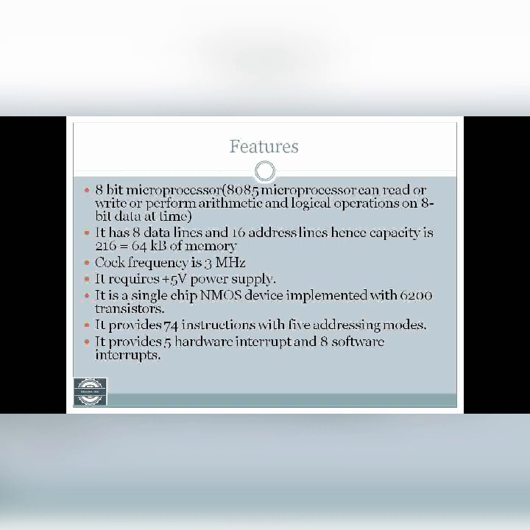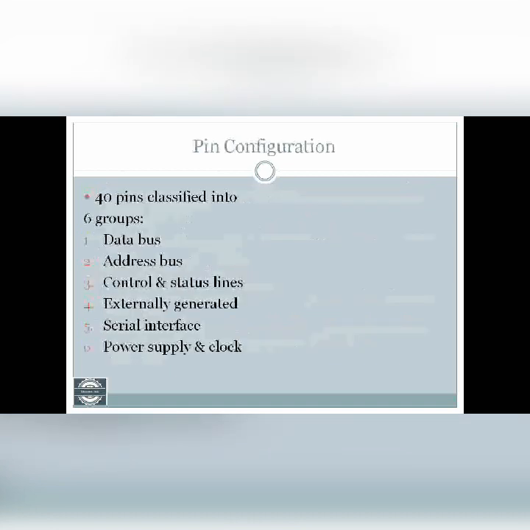Now before starting all this, we have to show you the pin configuration. I already told you it is an 8-bit microprocessor, so a total of 40 pins will be there. Now these 40 pins will be categorized in 6 groups. See this: this is the total of 40 pins, and the 6 groups are given: address buses, data buses, control and status lines.